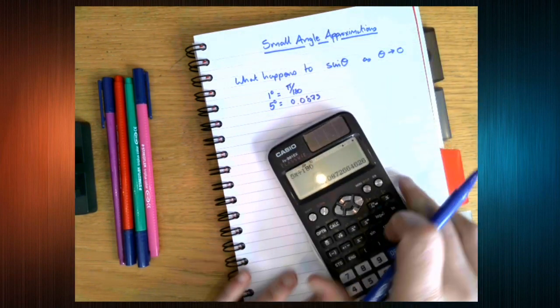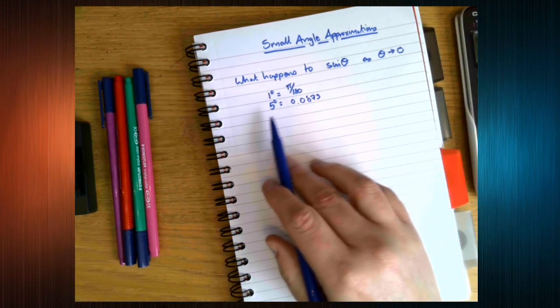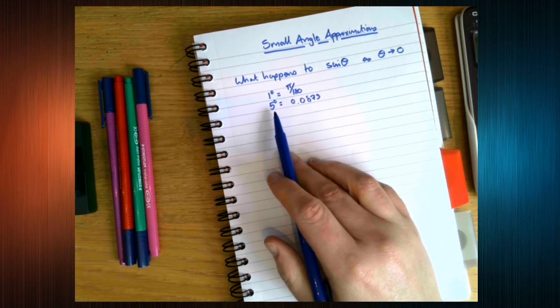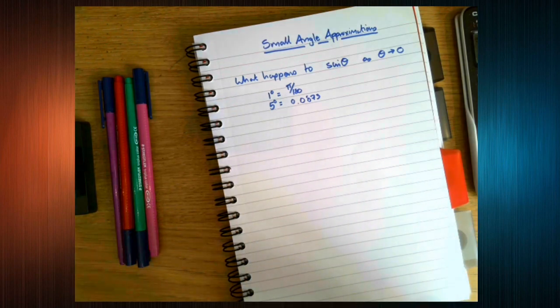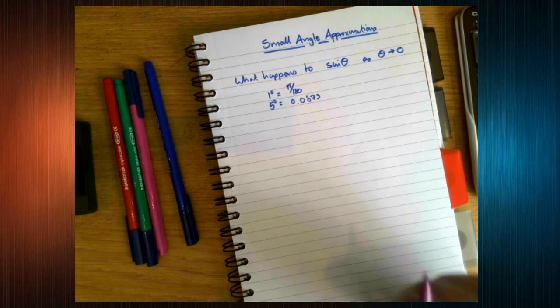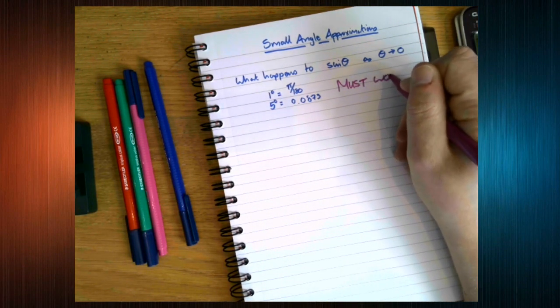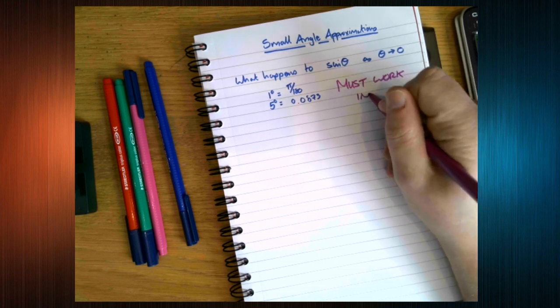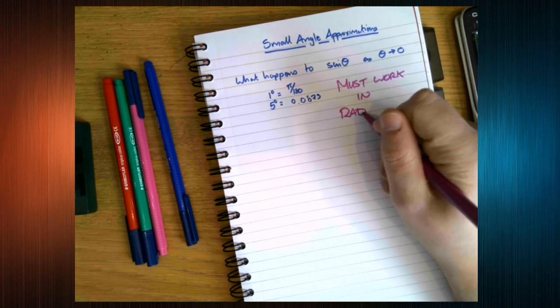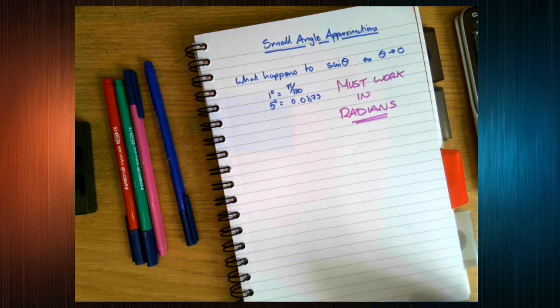0.0873. This is a very small number. This is a much, much smaller number than 5. So this is something you really have to be wary of when doing these small angle approximations. You must work in radians. If you are working in degrees, this does not work.